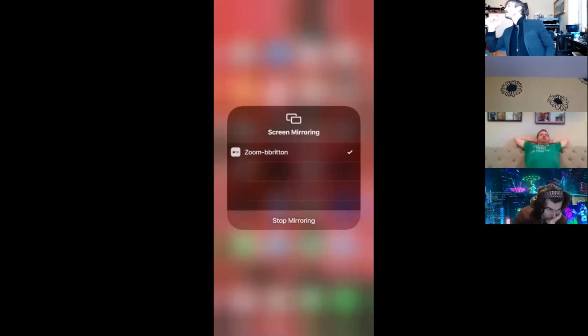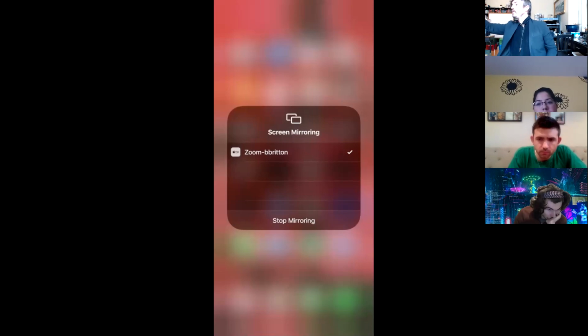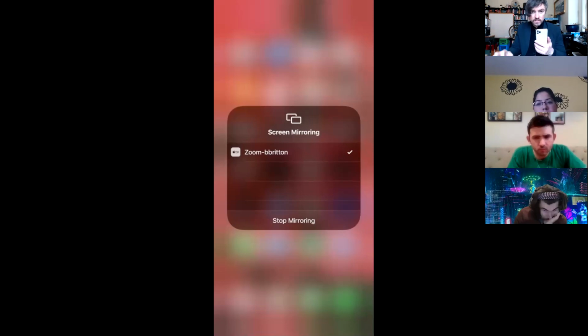Okay, so I'm going to go to share screen. Then what I need you to do is swipe down on your model. Screen mirroring? Yeah, screen mirroring. And it should say Zoom. Click that. Okay. And now just go to your live camera. Okay, cool. Can you guys see this? Oh, screen sharing is paused. Are you guys seeing this?